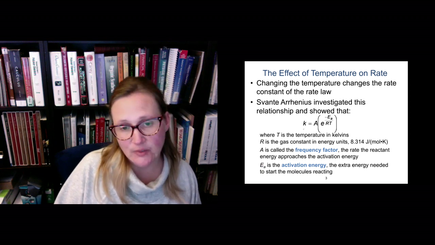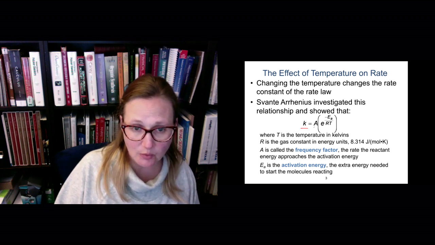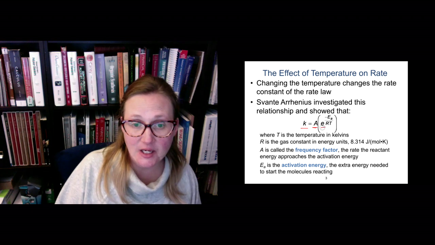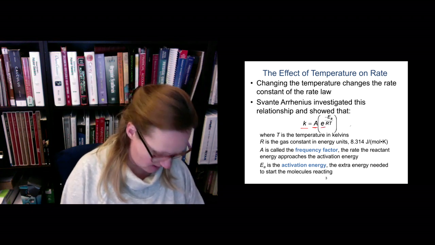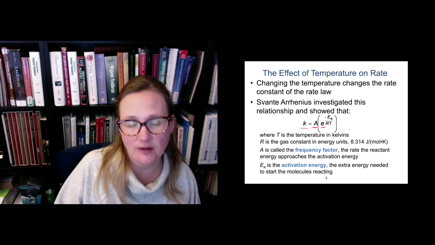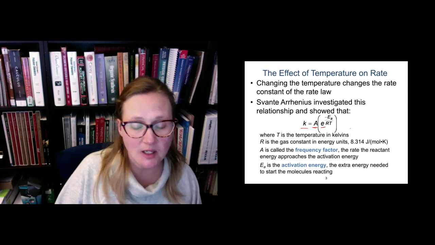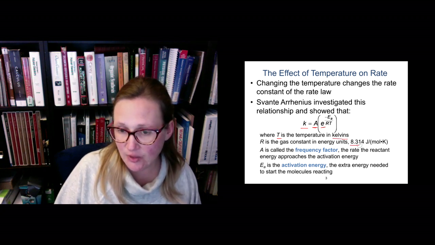All right, and he determined that the rate constant was proportional to this frequency factor, and this exponential, that is the activation energy divided by the gas constant times temperature. When we're doing this, we need to pay attention to the units. The temperature is in Kelvin. The gas constant is 8.314, and that's joules per mole Kelvin.